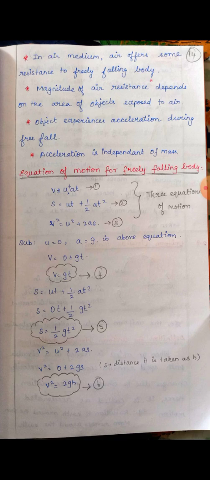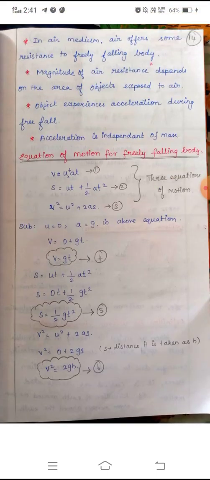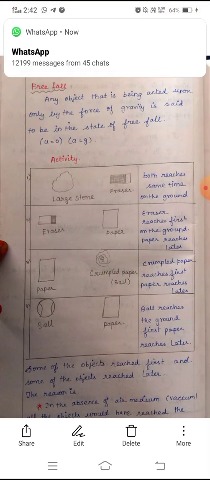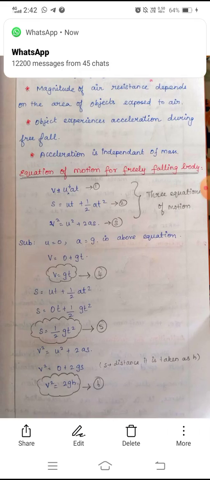Next, an object experiences acceleration while it is free falling. Acceleration is independent of masses. These are the reasons why some objects reached first and some objects reached later. Okay, now see here.